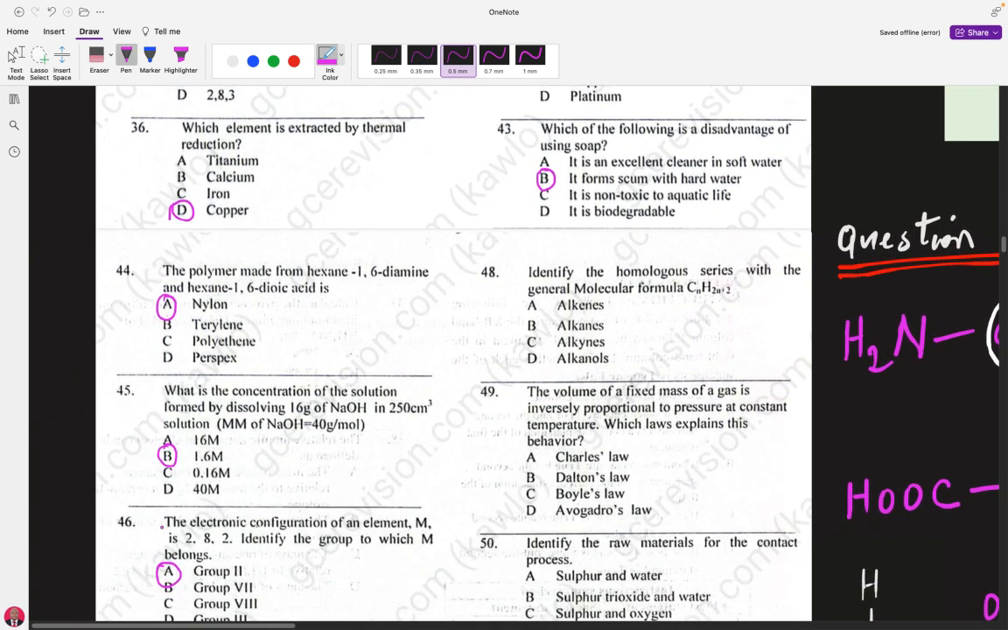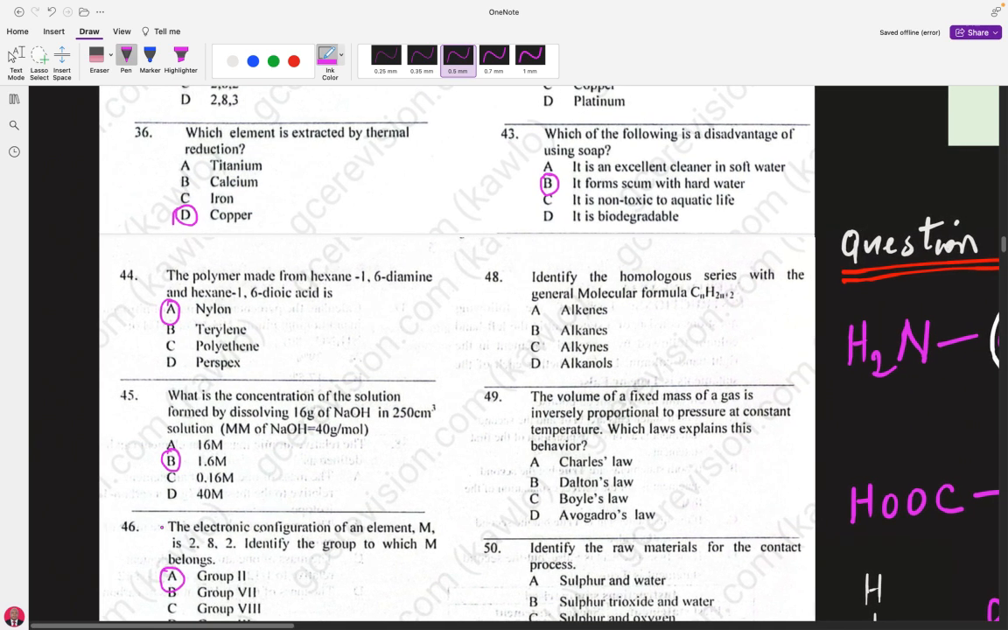Number 48. Identify the homologous series with the general molecular formula CnH2n plus 2. Well, you must have been doing this. Alkanes have CnH2n plus 2. Alkenes have CnH2n. Alkynes have CnH2n minus 2.